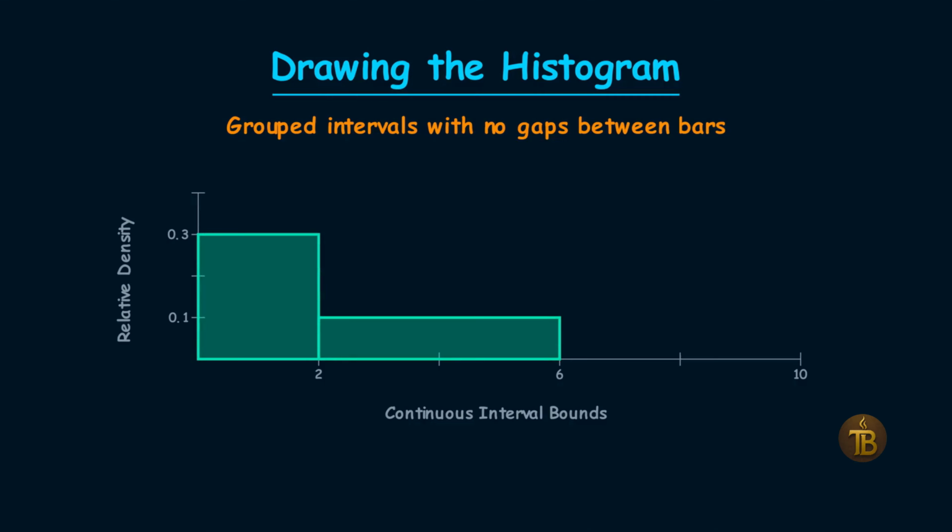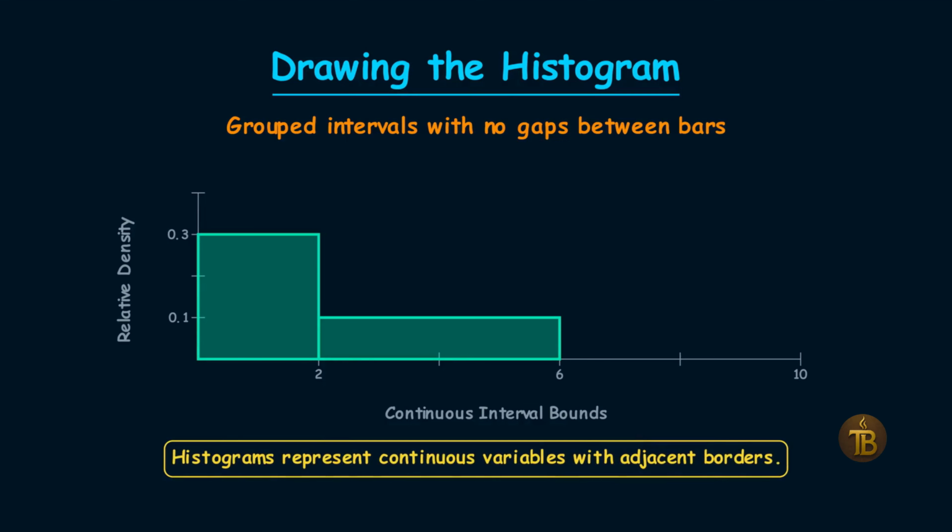Now, let's look at the finished histogram. A histogram represents a continuous variable using adjacent bars with no gaps. Unlike bar charts, the borders touch, and the area of each bar is proportional to the frequency of that interval.